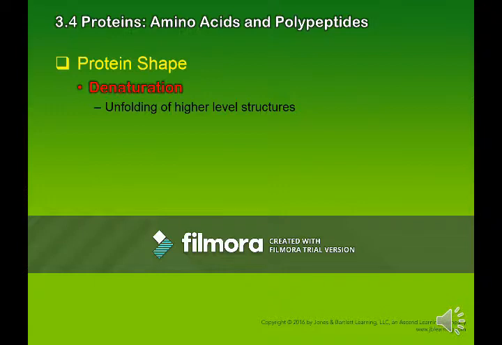Okay, so if you denature a protein, you are unfolding those proteins. And heat is probably the easiest way to do it. And when you think about that, for example, cooking meat is giving you a denaturation.